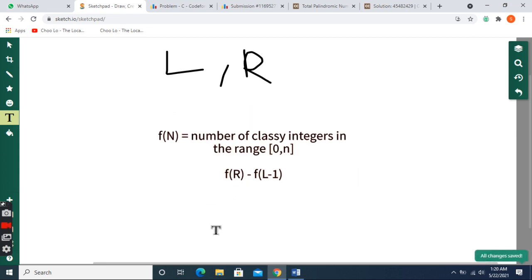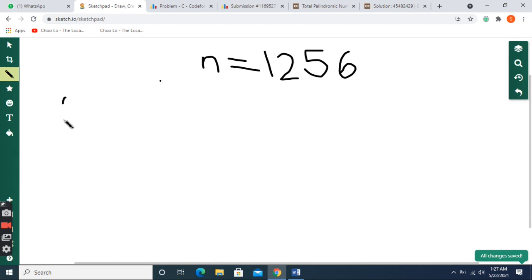So in each Digit DP problem, we should think about this strategy: if I need to calculate the answer for some segment, then first I should focus on calculating the answer for some particular number in the range 0 to n. How do I calculate my f(n) for any given n? For example, let's say that my n is given to be 1256. This is my number n which is given to me, and I need to calculate f(n), which is the number of classy integers in the range 0 to n.